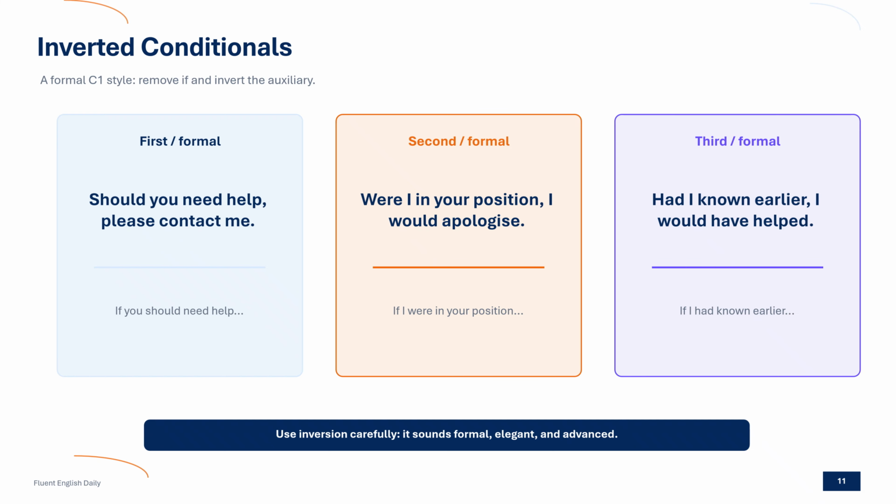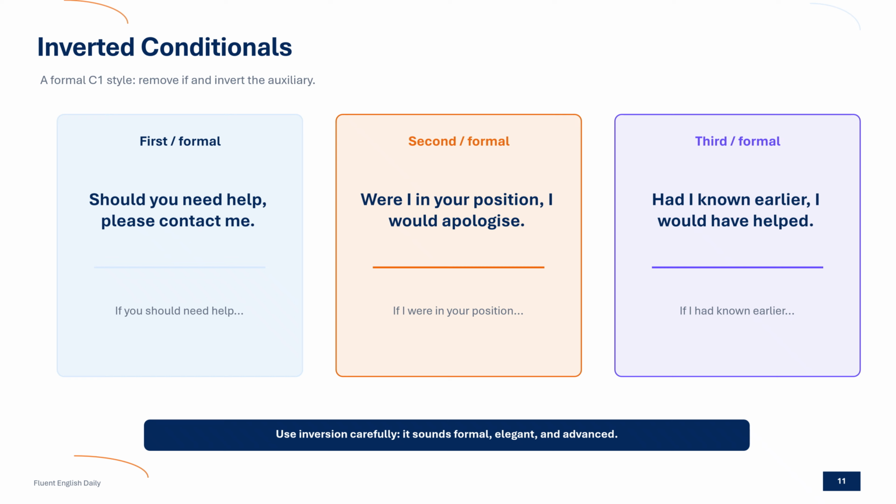At C1 level, we can sometimes remove if and invert the subject and auxiliary verb. This creates a more formal and elegant style. For a formal first conditional, we can use should. Instead of saying, if you should need help, please contact me, we can say, should you need help, please contact me. For a formal second conditional, we use were.